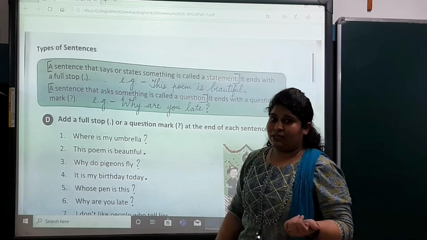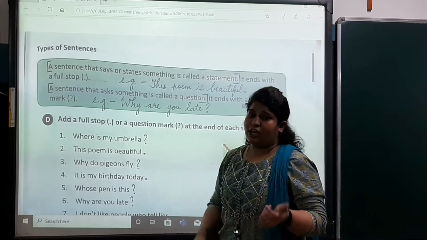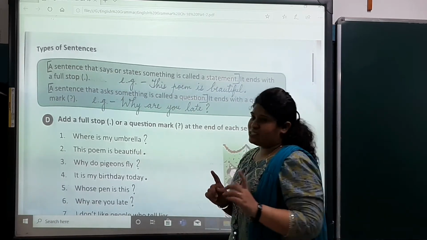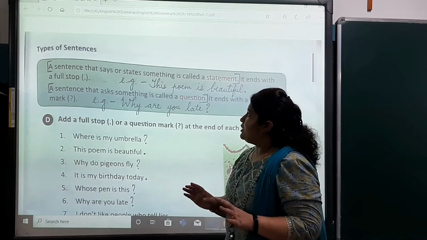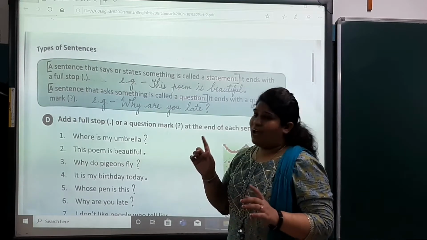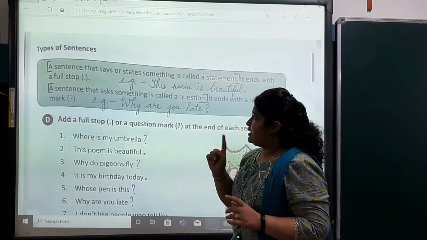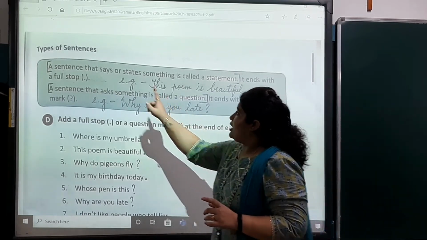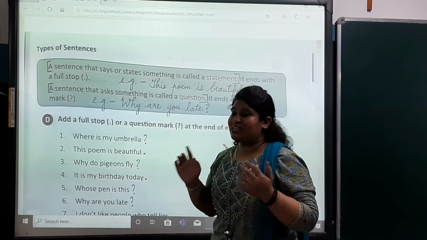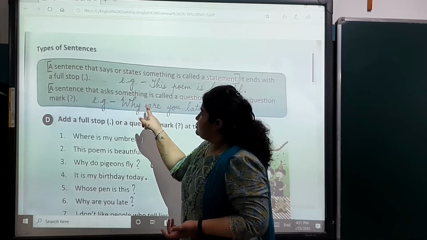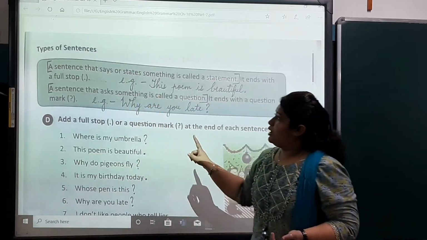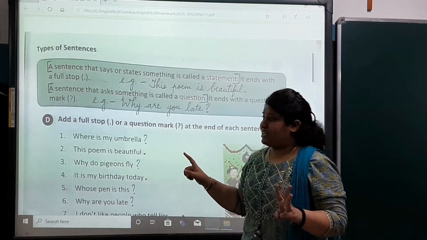Now we already learned about sentences. Sentences, what are they? A group of words that makes a complete sense. We have already done exercises A, B and C. Now we are moving on to types of sentences. See, just see what the types are. Over here you have three types of sentences.